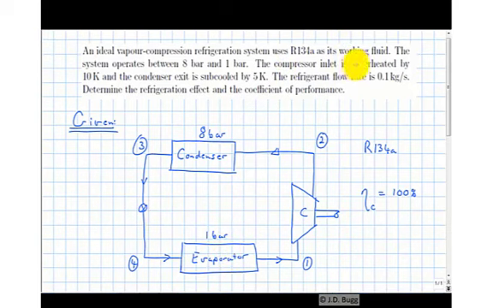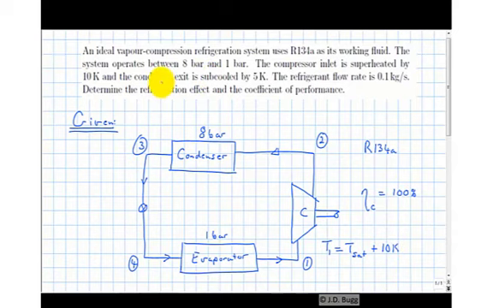The compressor inlet is superheated by 10 Kelvin. So we have to read that carefully. This is not saying that the temperature at the compressor inlet is 10 degrees Kelvin. It's saying the refrigerant is superheated by 10 degrees Kelvin. So what that's telling us is that T1 is equal to the saturation temperature at 1 bar plus 10 Kelvin. So it's 10 Kelvin higher than the saturation.